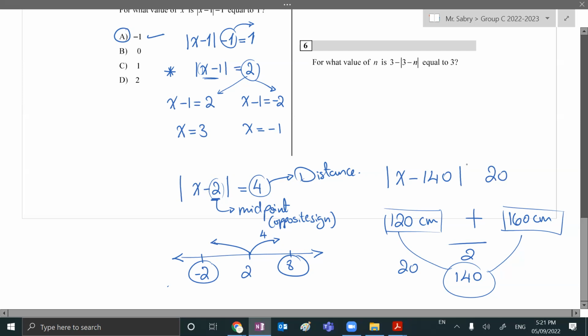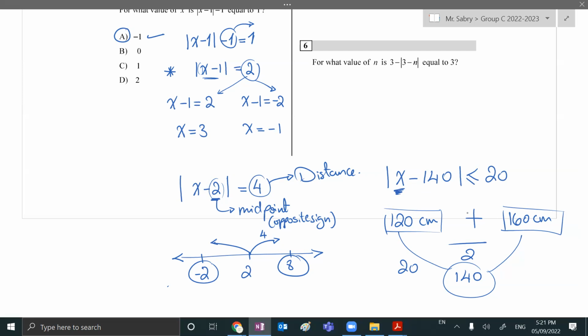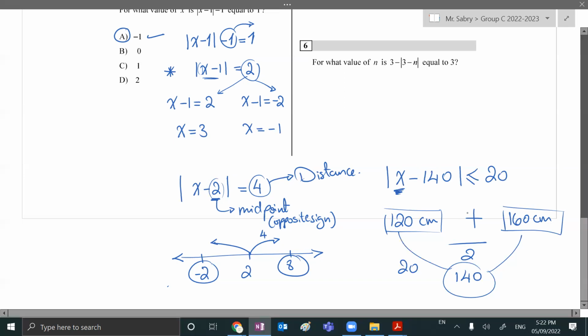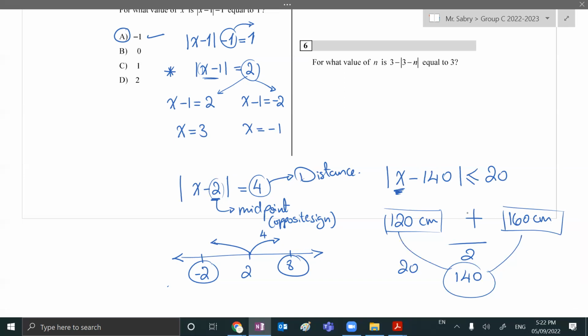Now I need the people to go in who are between the lengths of 120 and 160, but not more than that. So I need the difference between the person's height and the 140, the midpoint, to not exceed the 20. Because if it did exceed the 20, it would go above the 160. If the difference between my height and the 140 is lower, like if I'm only 100 centimeters, then in that case I'm below the actual height. So I'm still not allowed.